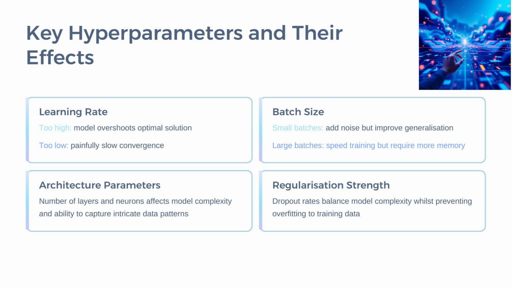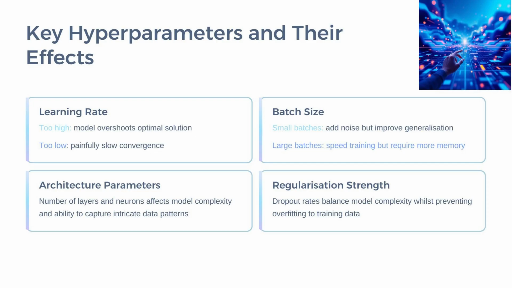Let us see the key hyperparameters and their effects. Learning rate: too high, the model overshoots the optimal solution. If the learning rate is too low, it painfully slows the convergence. The second parameter is batch size. If the batch size is small, it adds noise but improves generalization. If the batch size is large, it speeds up training but requires more memory, meaning it is more expensive.